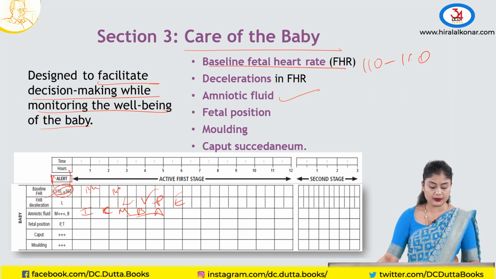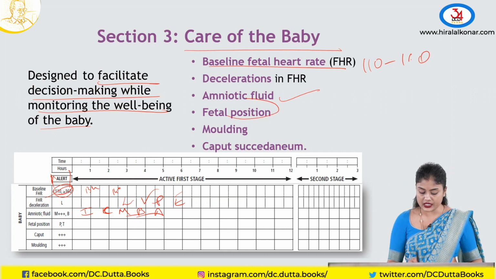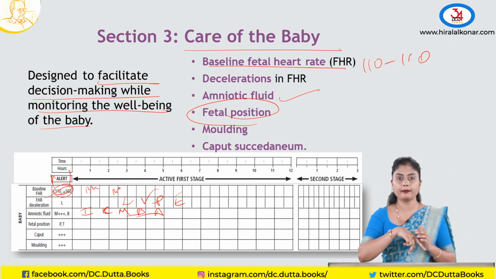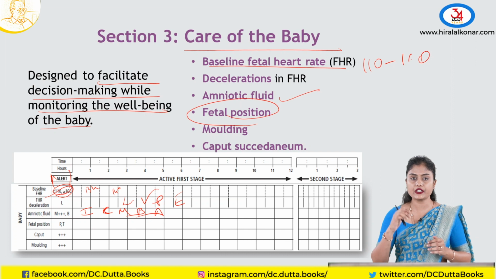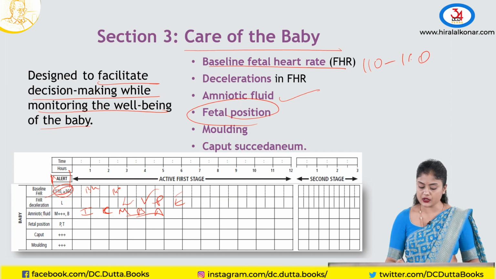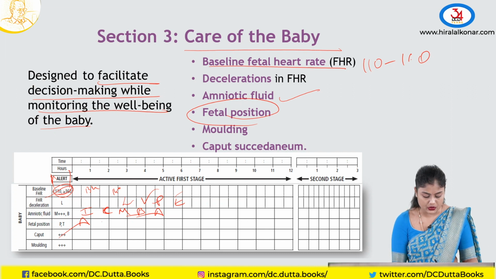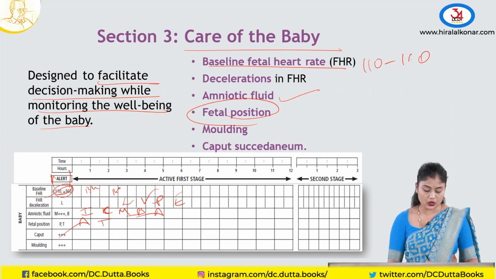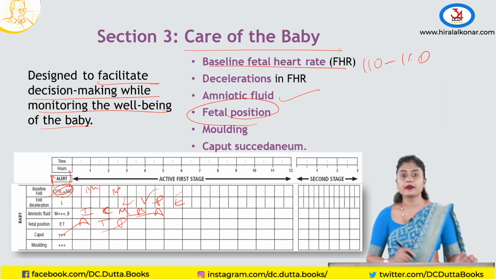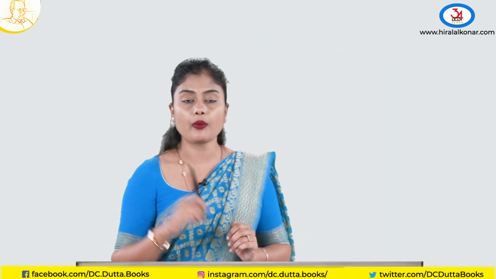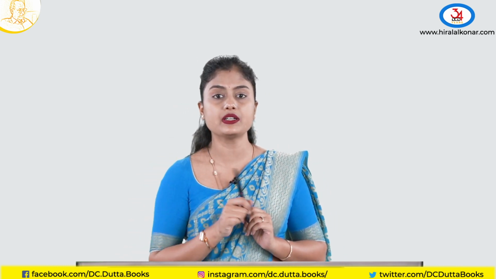Next, coming to fetal position. Fetal position is the relationship of the presenting part to the quadrants of the pelvis. So if it is occipito anterior, you write it as A. If it is occipito transverse, you write it as T. If it is occipito posterior, you write it as P, because the position of the fetus plays a main role in normal labor or mechanism of labor, as we all learned this in the normal labor session.